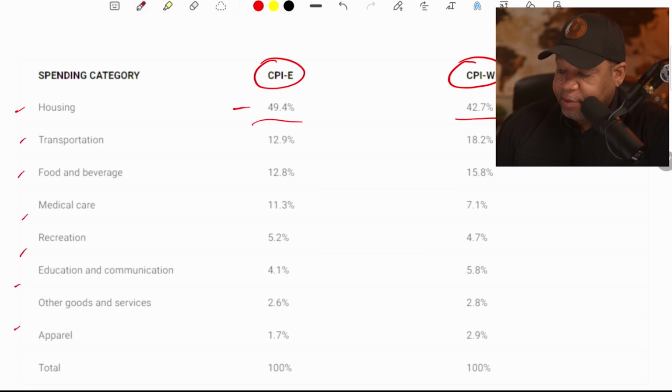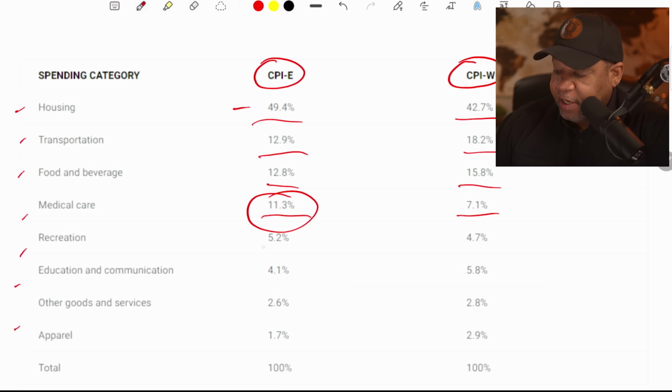Okay, so let's move to transportation. So transportation for CPI-E is 12.9%, and for CPI-W is 18.2%. Obviously, if you're working, you're probably going to be utilizing transportation more. Food and beverage, 12.8% for CPI-E and 15.8% for the CPI-W. So medical care for CPI-E is 11.3%, and then for the CPI-W is 7.1%. And this is obvious. If you're older, you're probably spending more money on medical care.